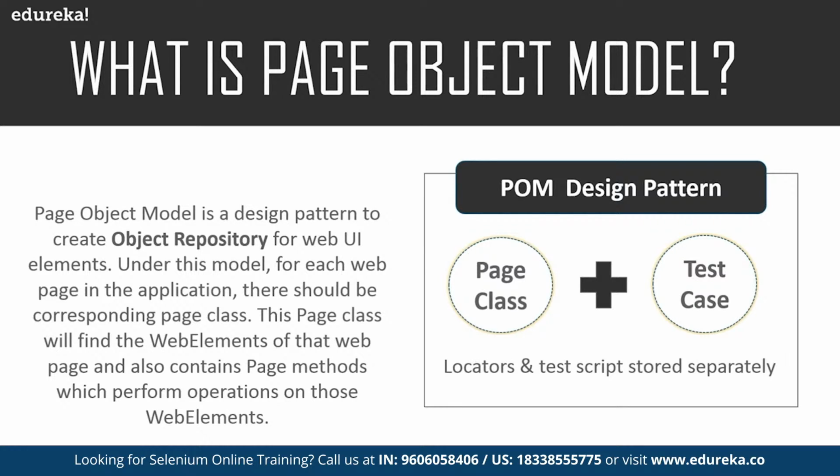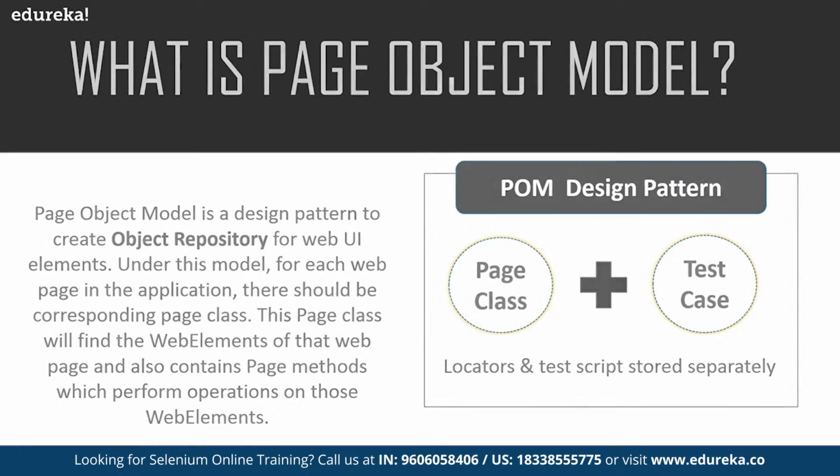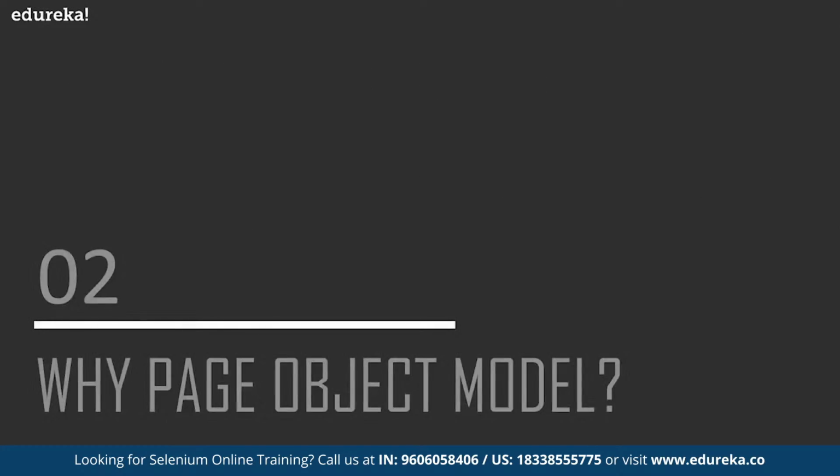And the benefit here is that if the UI changes for the page, the tests themselves don't need to be changed. Only the code within the page object needs to be changed. Subsequently, all the changes to support that new UI are located in one place. I hope you understood what is Page Object Model. Now let's see why do we need Page Object Model.